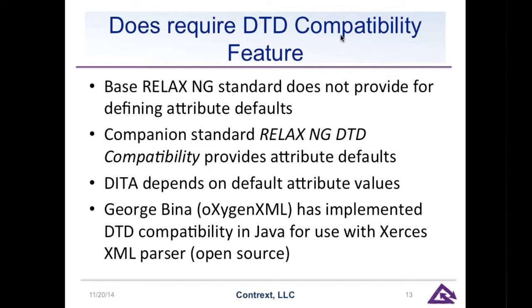And RelaxNG, the base RelaxNG standard, in fact, doesn't have a mechanism for default attributes. But there's a companion standard, the RelaxNG DTD compatibility specification, which does provide attribute defaults. But the common RelaxNG tools, the Jing system, had not implemented that. So again, our hero, George Bina, implemented that for us. He's like, well, I'll just do it, right? It's not that hard. So he did that. Boom, problem solved. So once we can get default attributes from RelaxNG-based documents, it works fine. So in fact, we can do that today.